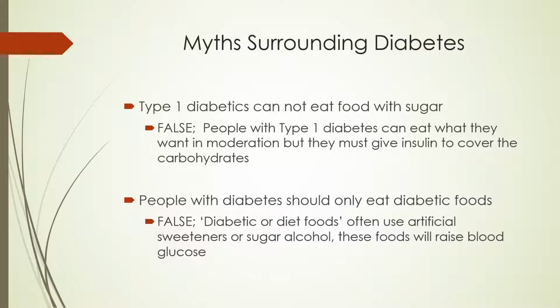Another myth is that people with diabetes should only eat diabetic foods. This again is false. Sometimes diabetic foods or diet foods use artificial sweeteners or sugar alcohol. These foods can, not always, but can raise blood glucose.